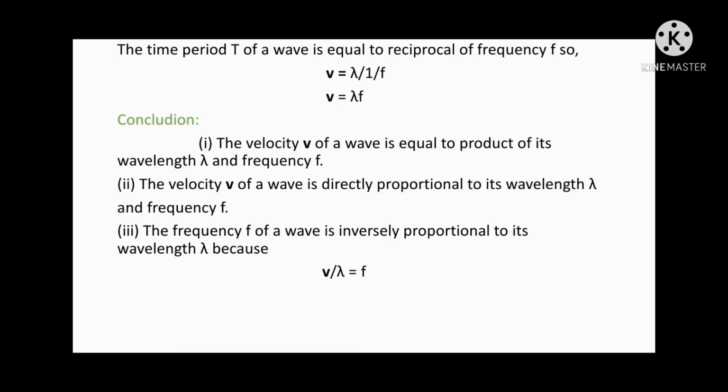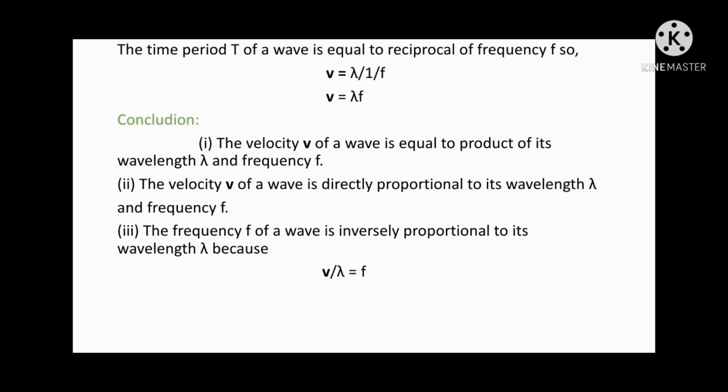Now let's discuss our conclusion. Our first point is the velocity v of a wave is equal to the product of its wavelength lambda and frequency f, as you can see in this equation, v is equal to lambda f. Our second point is the velocity v of a wave is directly proportional to its wavelength lambda and frequency f.